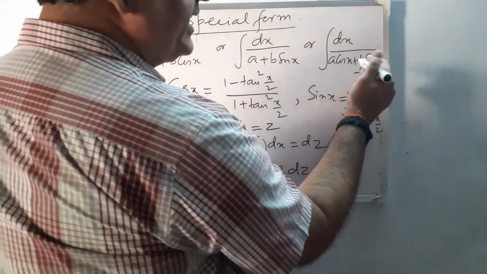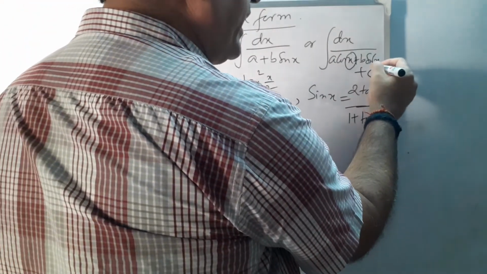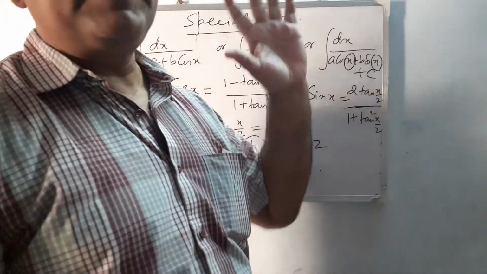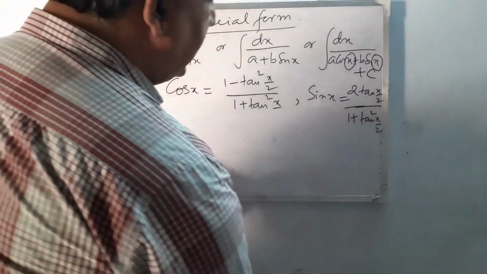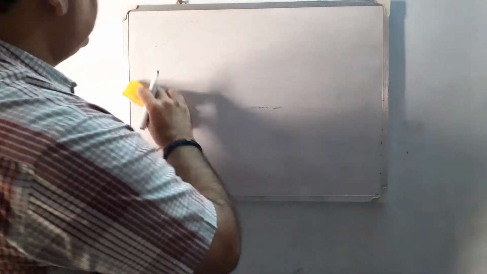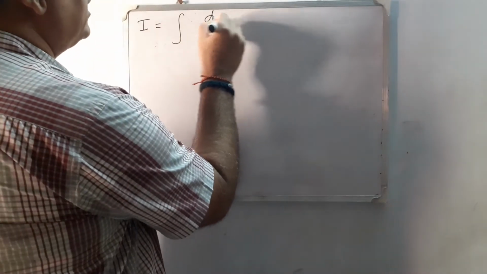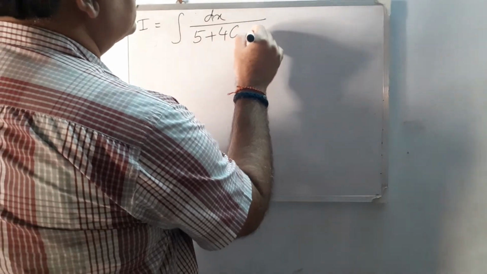Whatever be the angle in front of cos, say it is x, then the same angle should exist in front of sine. The two angles must be same. Let us take an example. Say we have to integrate, you see here, integral I is equal to integral dx by 5 plus 4 cos x.